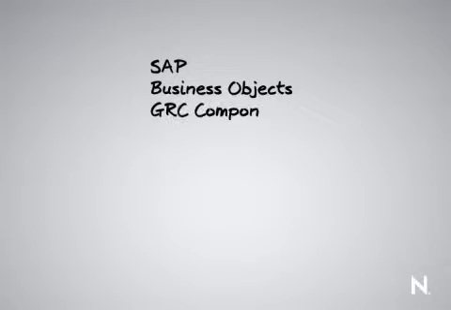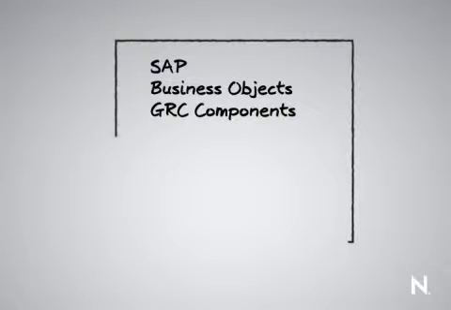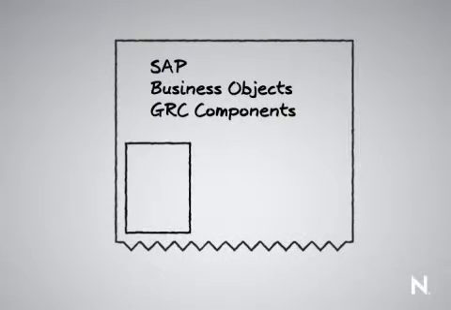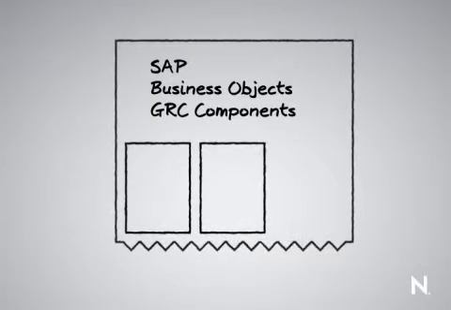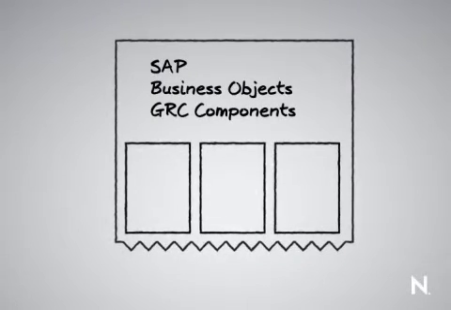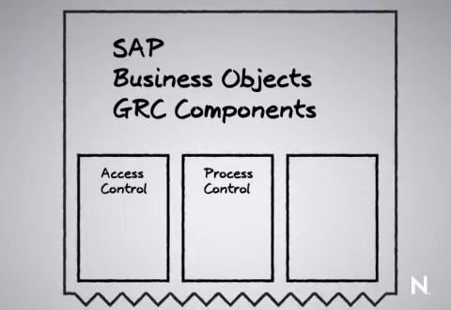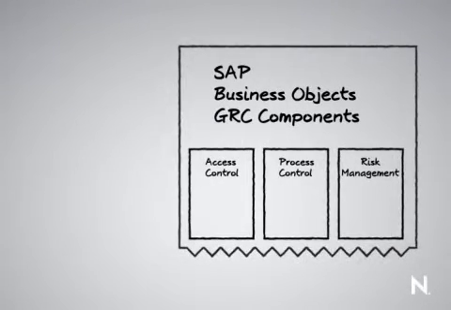And so we're dealing with the SAP Business Objects GRC components, or the Governance, Risk Management, and Compliance components. Now, what's inside of that box? Well, it is actually 3 different components. And those 3 different components do various things that are required in order to ensure that a company is dealing with GRC appropriately. So, for example, there is an access control capability, a process control capability, and there is a risk management capability.